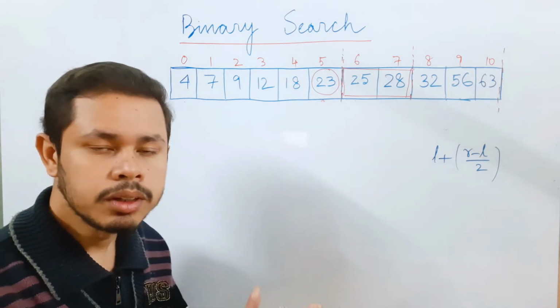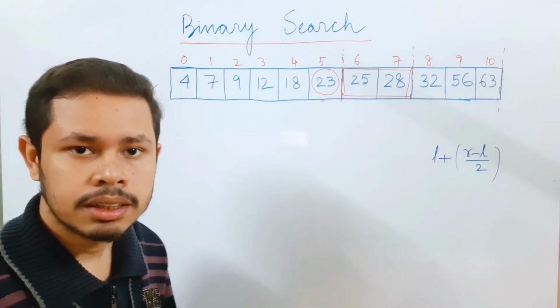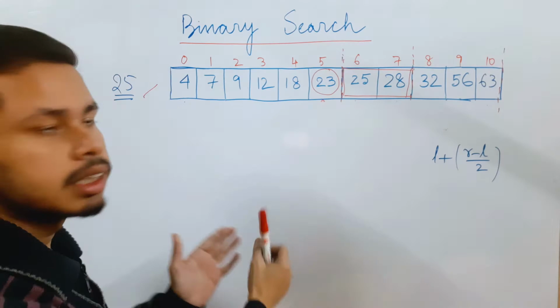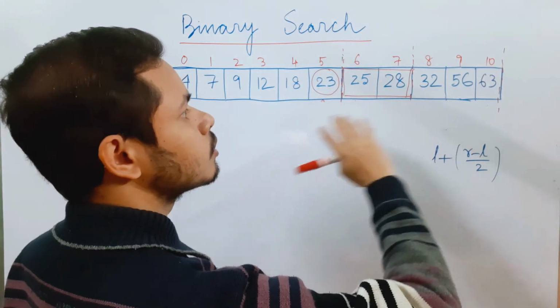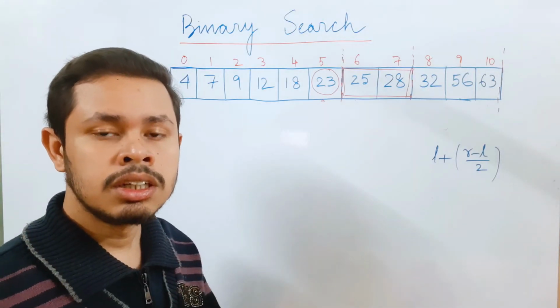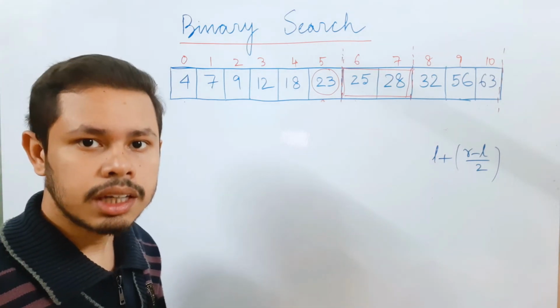In each step, we are excluding half of the portion, right? In the first iteration, we have excluded the left hand side portion. In the second iteration, we have excluded the right hand side part. So I need to find how many iterations I should execute to get only one element, okay?